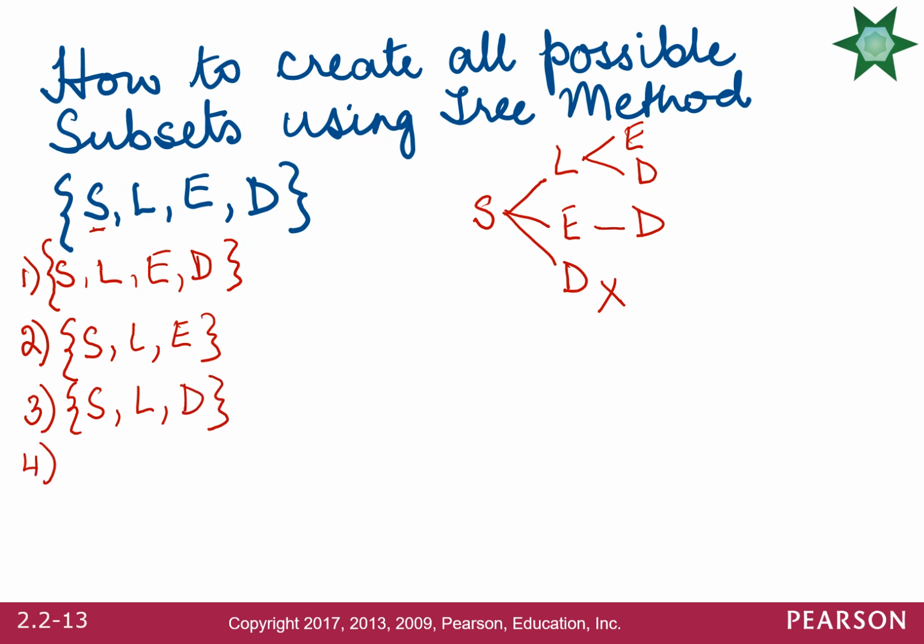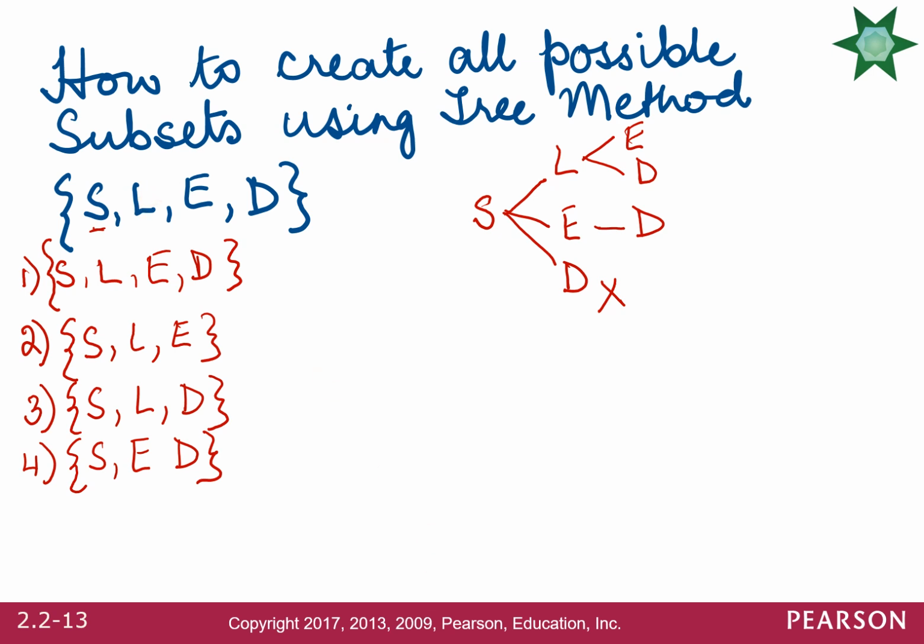Fourth one is SED. All I did was walk this tree once I created a tree with 3 elements in it. Now that we are done with all possible combinations starting with S, we have to go to L.